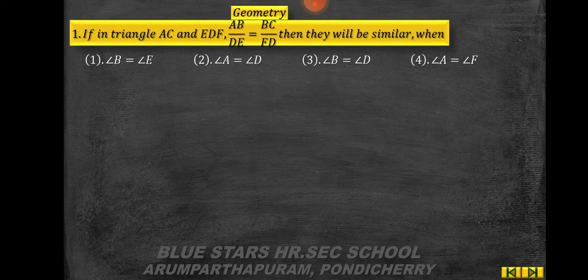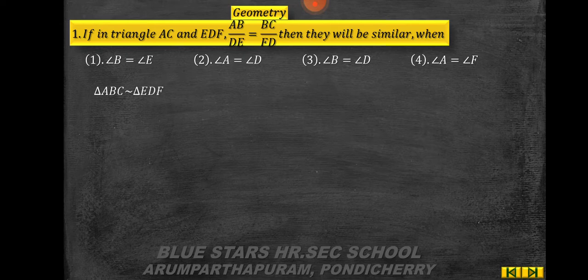Question number 1. If in triangles ABC and EDF, AB by DE is equal to BC by FD, then they will be similar when option 1 angle B is equal to angle E, option 2 angle A is equal to angle D, option 3 angle B is equal to angle D, and option 4 angle A is equal to angle F.